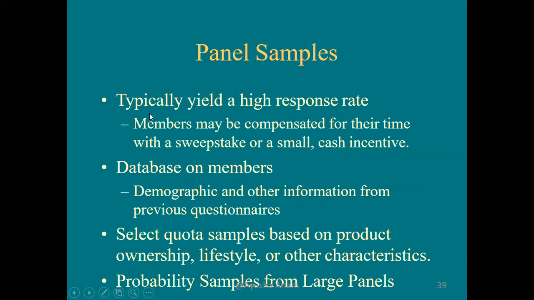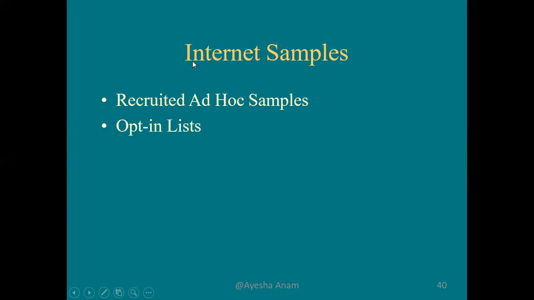Panel samples typically yield a high response rate. Members may be compensated for their time with a sweepstake or small cash incentive. Database on members: demographic and other information from previous questionnaires can be picked up. Select quota samples based on product ownership, lifestyle, and other characteristics. Probability samples from large panels. Internet samples also include recruited ad hoc samples and opt-in lists.